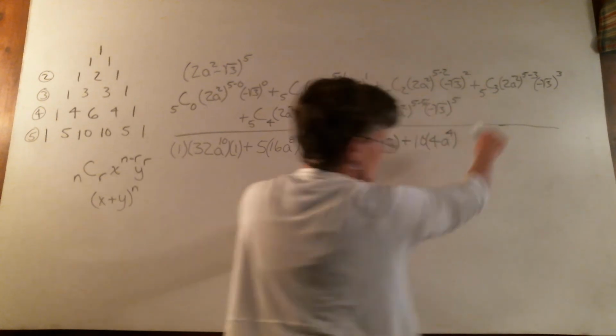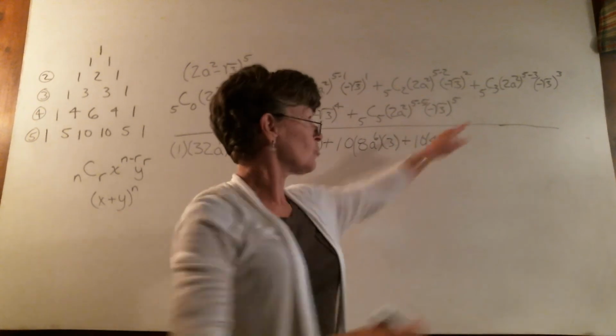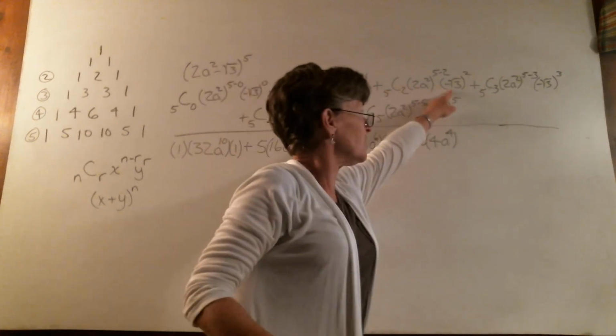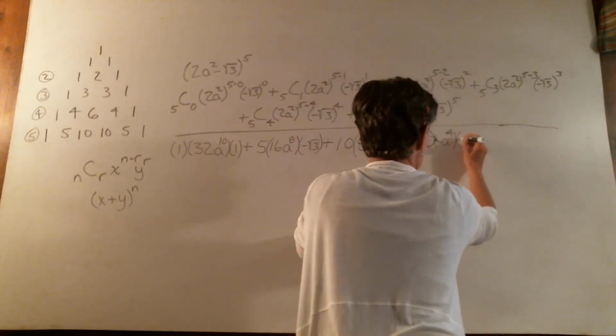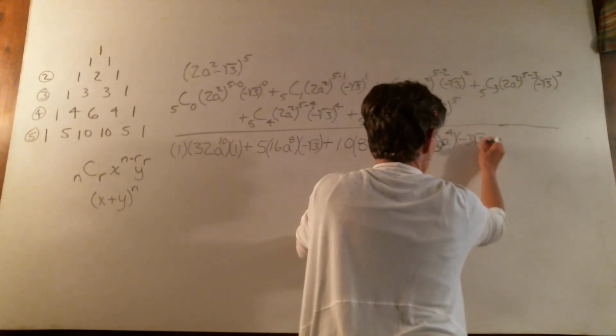And then negative square root of 3 to the 3rd. Well, negative square root of 3 squared was 3. And then I just tack on an extra negative square root of 3. So this is negative 3 square root of 3.